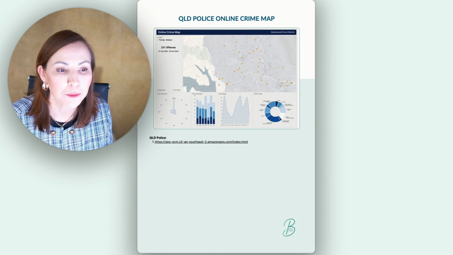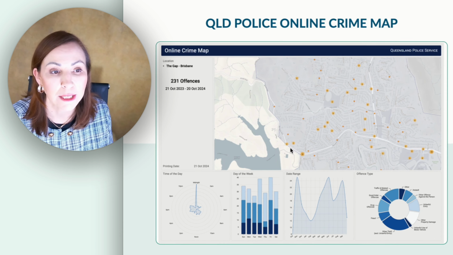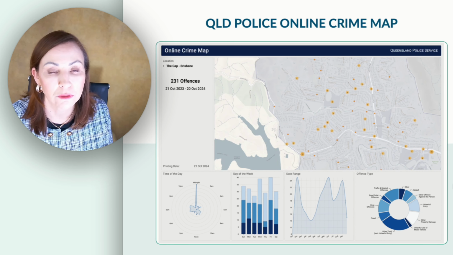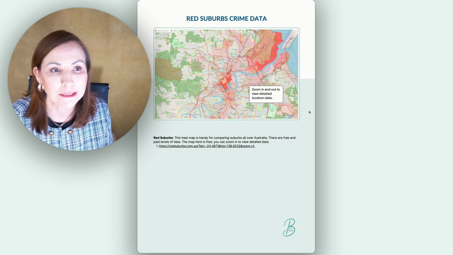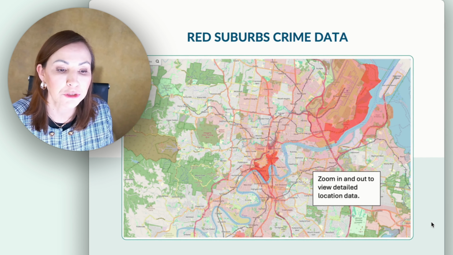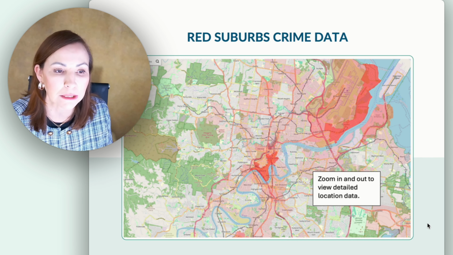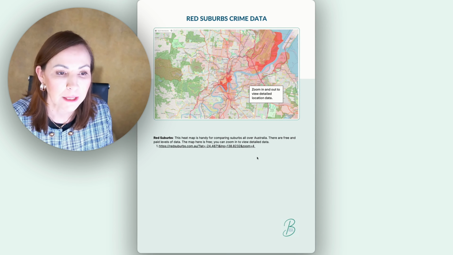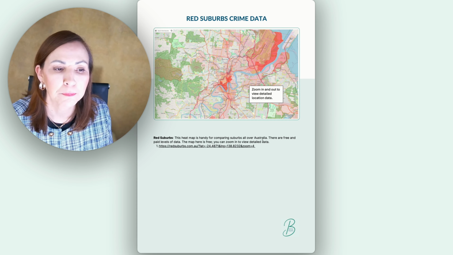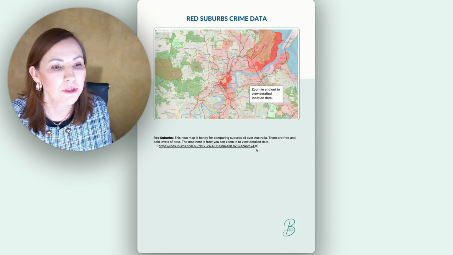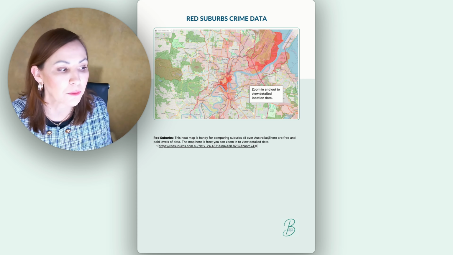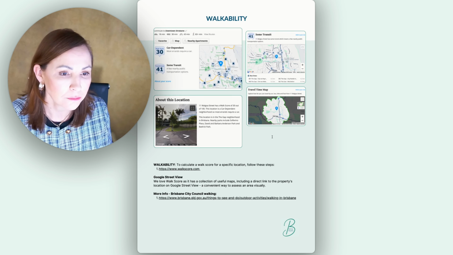Queensland Police Online Crime Map, really cool. You can see the little heat map where crimes have been committed. You can filter through particular crimes. Again, we've also got RedSuburbs crime data, which I find is an interesting way of viewing the same information laid out differently. And there's a link to that there, although this one is paid. I think there is like a free period or a really cheap period at the beginning. Investigate that yourself, but that's a really great way to look at the data.